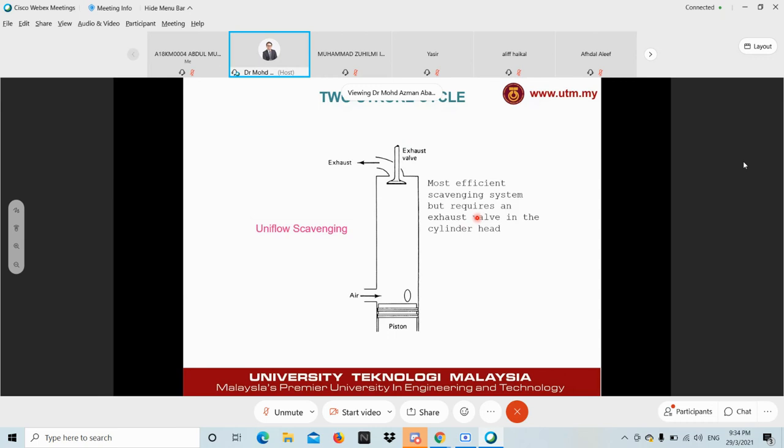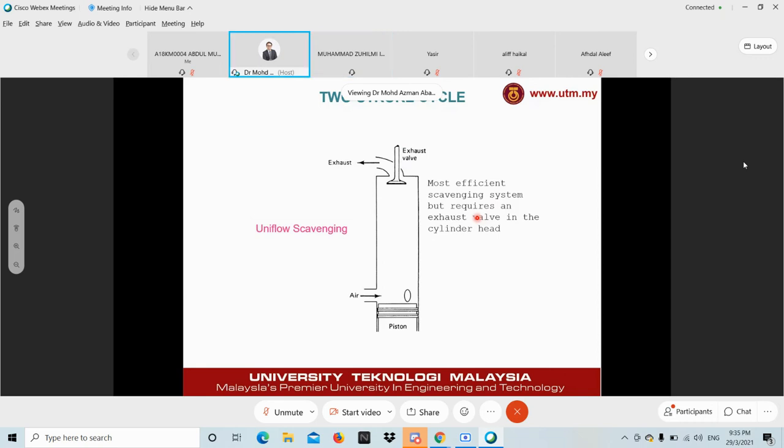Another one, the famous one, is uniflow scavenging, where it uses an exhaust valve to expel the exhaust gases. This is quite common. Is this the one you have in your motorcycle, Mr. Zuhaimi? Or you don't know? I don't know, sir.